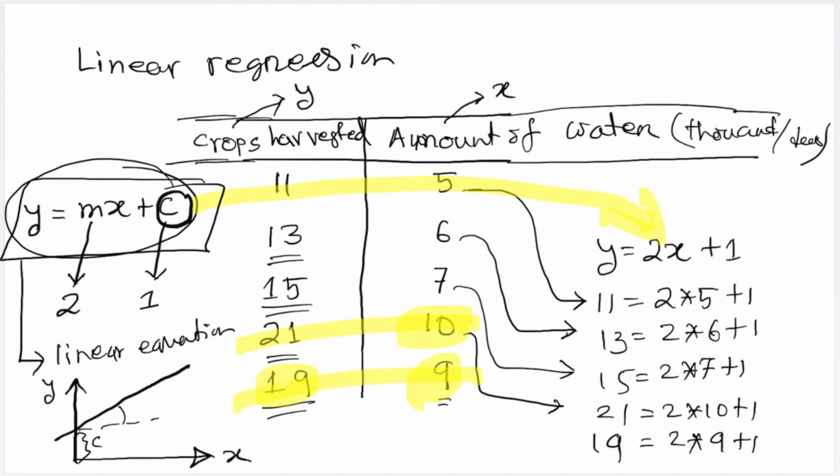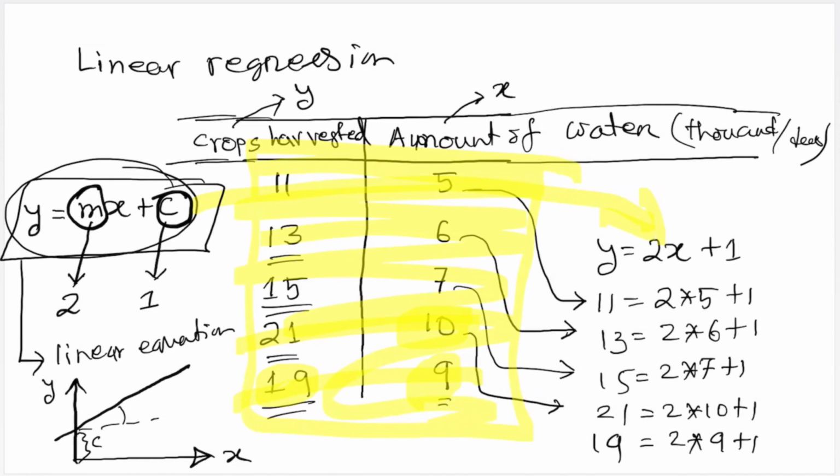So this c is a constant, and of course this m is the slope, which is also a constant for your linear regression model. Given this particular data set, the target is to come up with m and c, and that is what your model is. When you come up with m and c, you can answer what would be the amount of crops harvested given the amount of water.